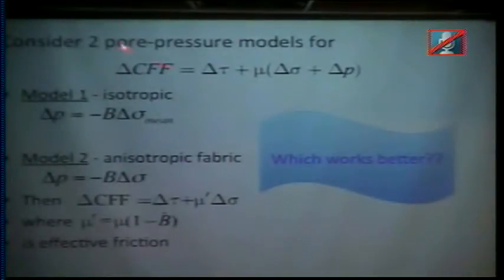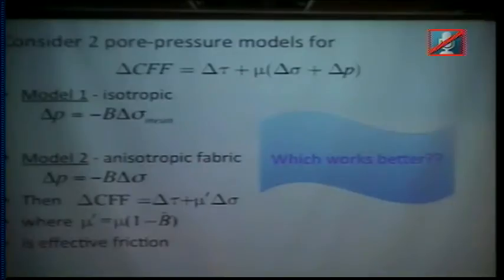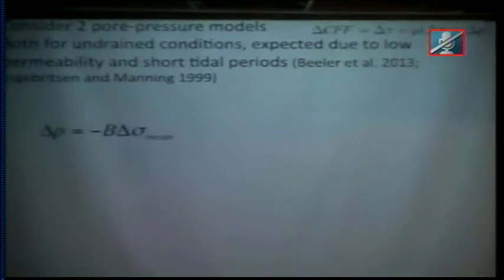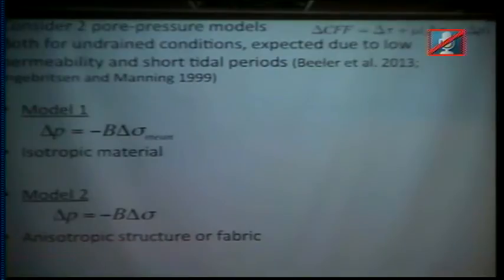Okay, let's talk more about these two pore pressure models. We have a model for the pore pressure which is isotropic in nature, and a model with an anisotropic fabric, and we can ask which works better. These are both for undrained conditions. There's some support for that, and this is appropriate for isotropic materials. This is appropriate for anisotropic structures or fabrics, which you might in fact think would exist on the interface.